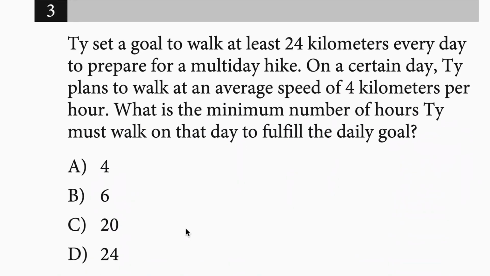Let's come to question number 3. Ty set a goal to walk at least 24 kilometers every day to prepare for a multi-day hike. On a certain day, Ty plans to walk at an average speed of 4 kilometers per hour. What is the minimum number of hours Ty must walk on that day to fulfill the daily goal?